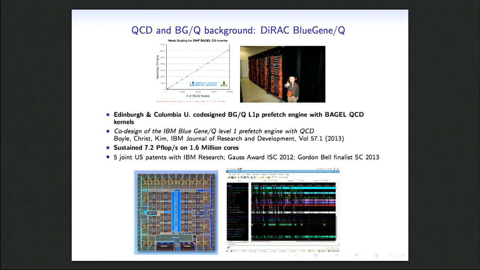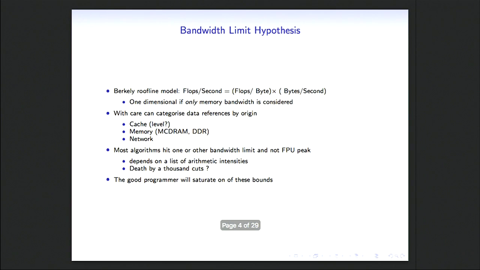Since we're at Argonne, I'll just remind people that Edinburgh and Columbia worked with IBM Research designing the level 1 prefetch engine that's a part of the Blue Gene Q ASIC. So that was, if I have this right, specifically this region here of each PU was the level 1 prefetch engine. And then as a form of co-design, the machine was in balance for QCD and many other problems, which enabled us to scale very nicely out to 7.2 petaflops and 1.6 million cores on the union of Sequoia and Vulkan before they were broken up.